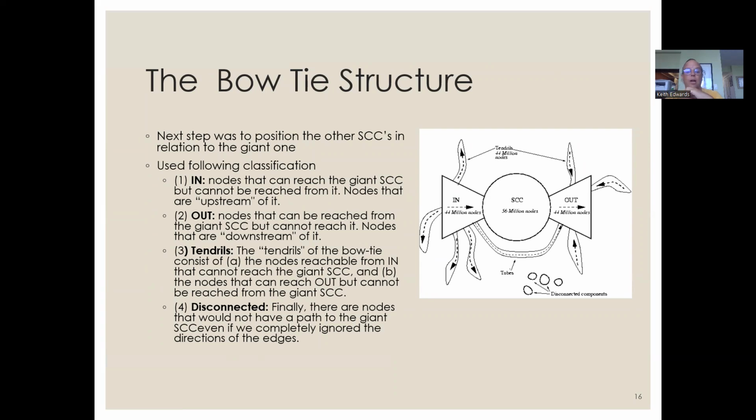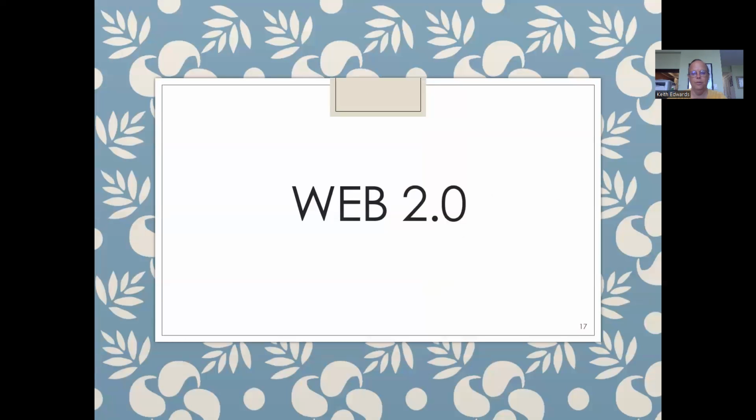In were nodes that could reach the giant connected component, but cannot be reached from it. Those are upstream. And then there were nodes that can be reached from the giant connected component, but cannot reach back into it. Those are downstream. Tendrils are the nodes reachable from, and that cannot reach, the giant connected component, and nodes that can reach out but can't be reached from the giant connected component. Those are the tendrils. And then finally, disconnected ones. These are nodes that would not have a path to the giant strongly connected component, even if we ignored the direction of the edges. And this brings us to Web 2.0.